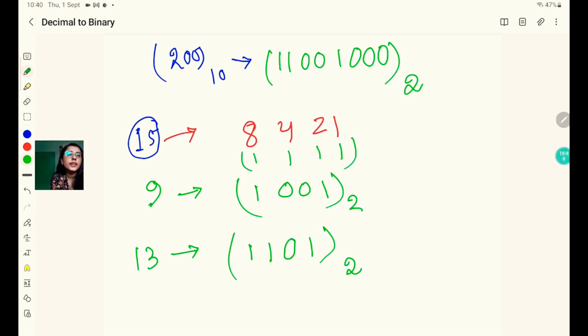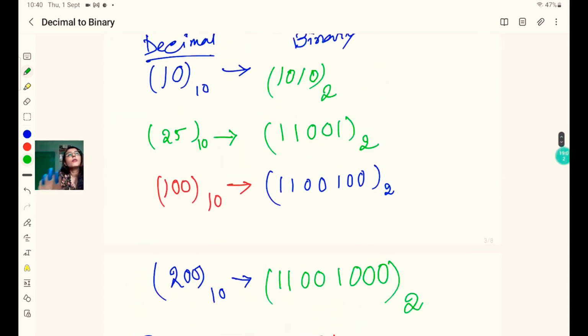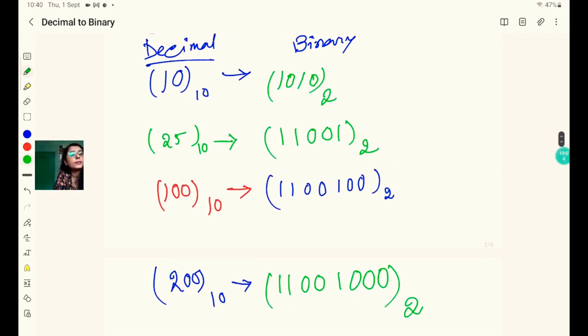Obviously it makes the number 15. Okay, so it is very easy. Any number within 15 can be constructed with only 4 bits. And if more bits are added, the decimal number will be much bigger.